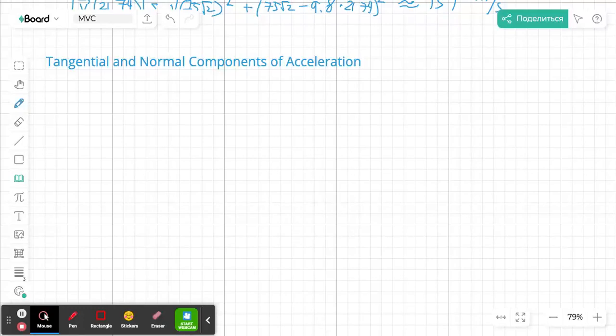In this video, we will be talking about tangential and normal components of acceleration, and then we will have one more when we will talk about Kepler's law of planetary motion.